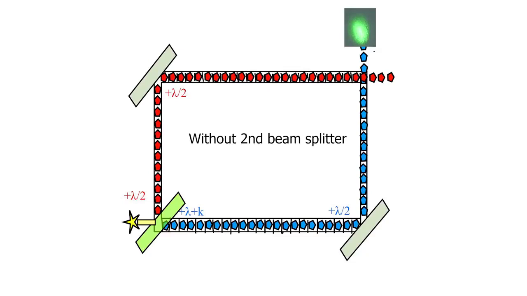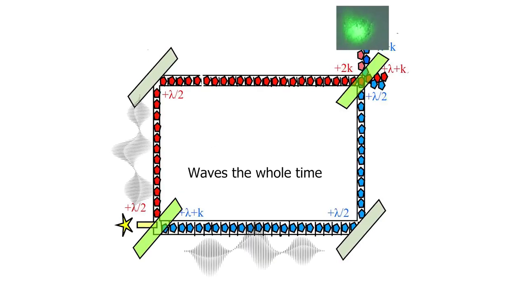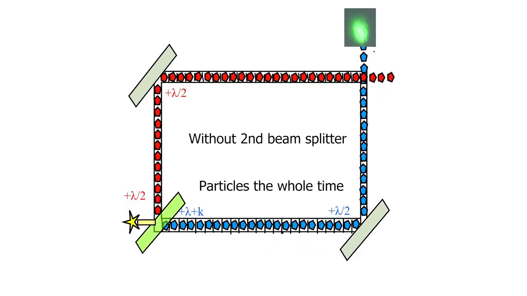So it's as if the photons have to decide whether to travel as a wave or a particle based on if this second beam splitter's here or not. If it's here, then the photons traveled as waves the whole time, but if I remove it, then they traveled as particles the whole time. So I guess we can accept that, but now let's get a little bit tricky.